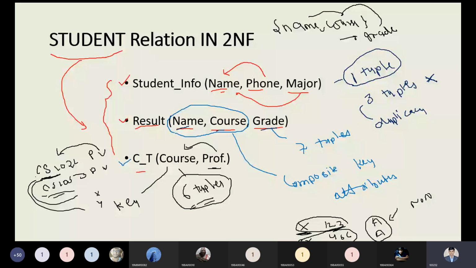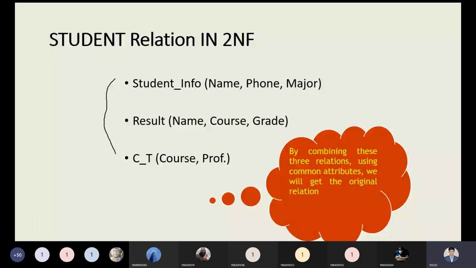By combining these three relations using the common attributes, we will get the original relation. So in this relation, if we apply the join operation, what is the thing you are looking for here? Here you need to see the important part. This relation contains one tuple, this relation contains seven tuples, and this relation contains six tuples. Now tell me from which tables or relations I should apply the join operation to get the original data. Yes, please tell me. Student relation, on what? Result relation.